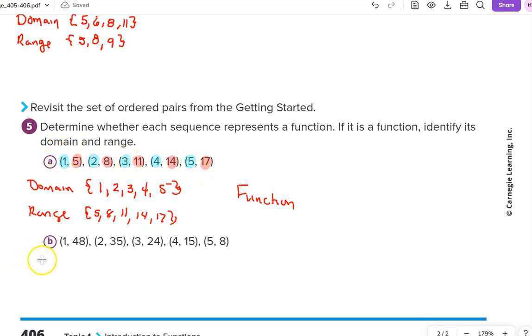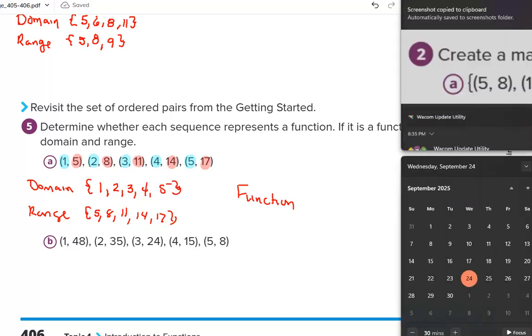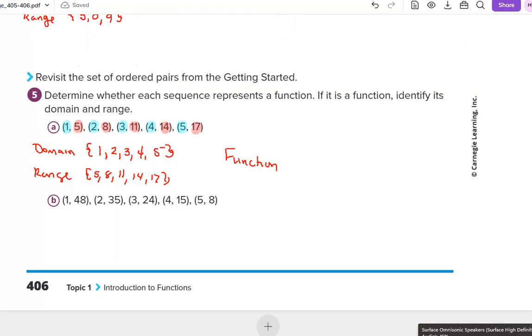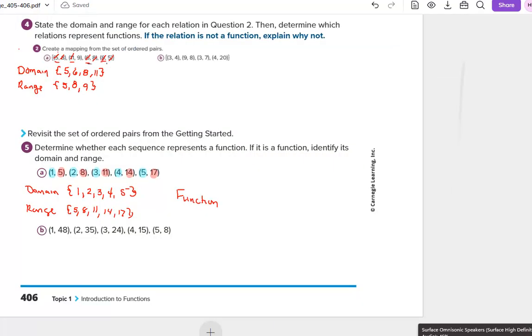Okay, now you're going to do B. You're going to check to see if it's a function, and if it's a function, you're going to write the domain and range. If it's not a function, you're just going to put not a function, and there won't be any domain or range. Okay, we're now going to turn to, that was page 114, so now we're going to be on 115. So go ahead and go to 115.